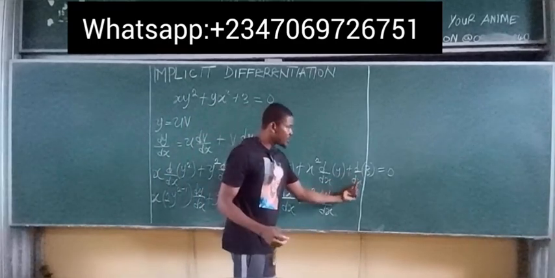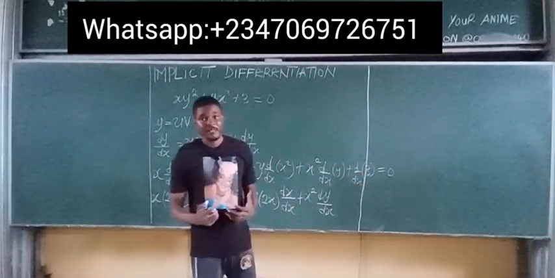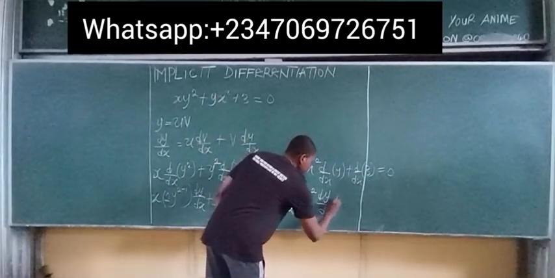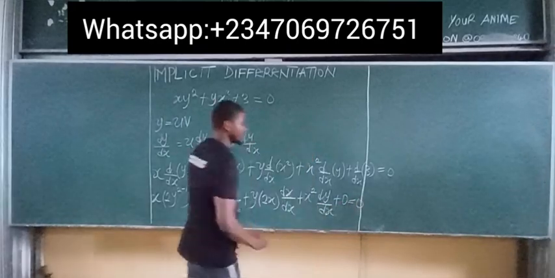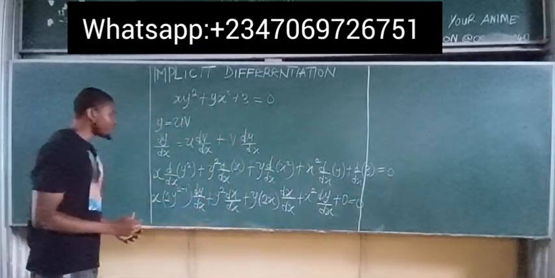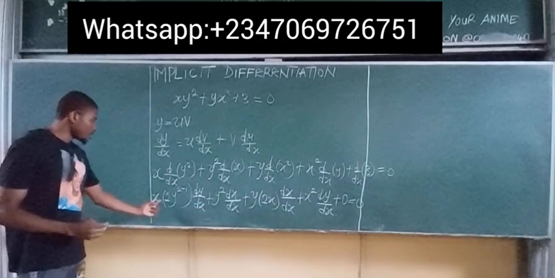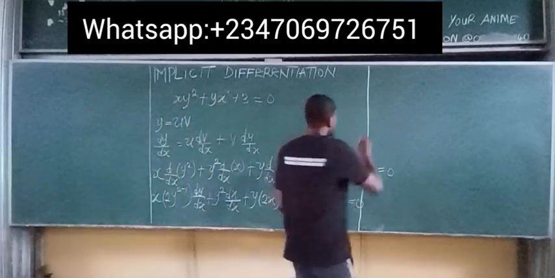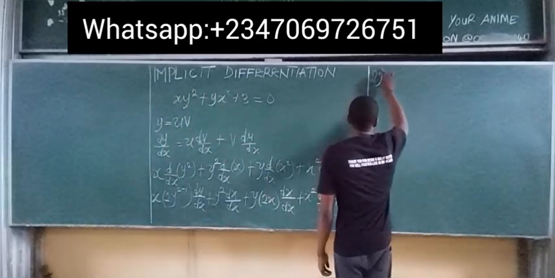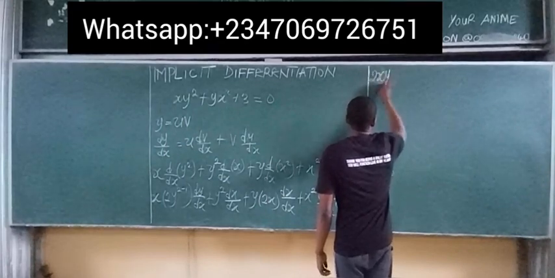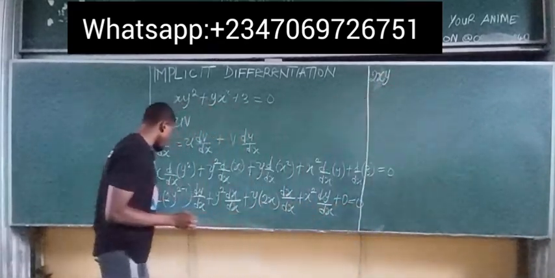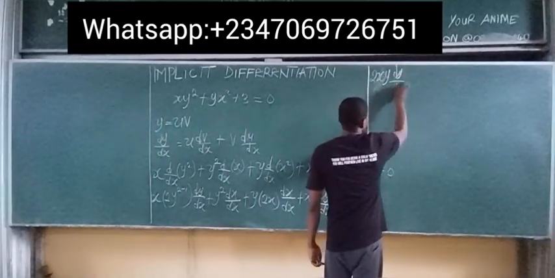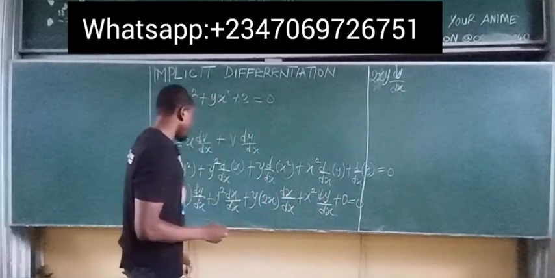Now I have d over dx of 3, and 3 is a constant. The derivative of every constant, of course, is simply 0. So which means I will simply have this to be plus 0, and that's equal to 0. If I evaluate this now, this becomes 2x. Of course, 2 minus 1 here is 1, so that simply gives me 2xy. We have 2xy dy over dx, plus y squared.